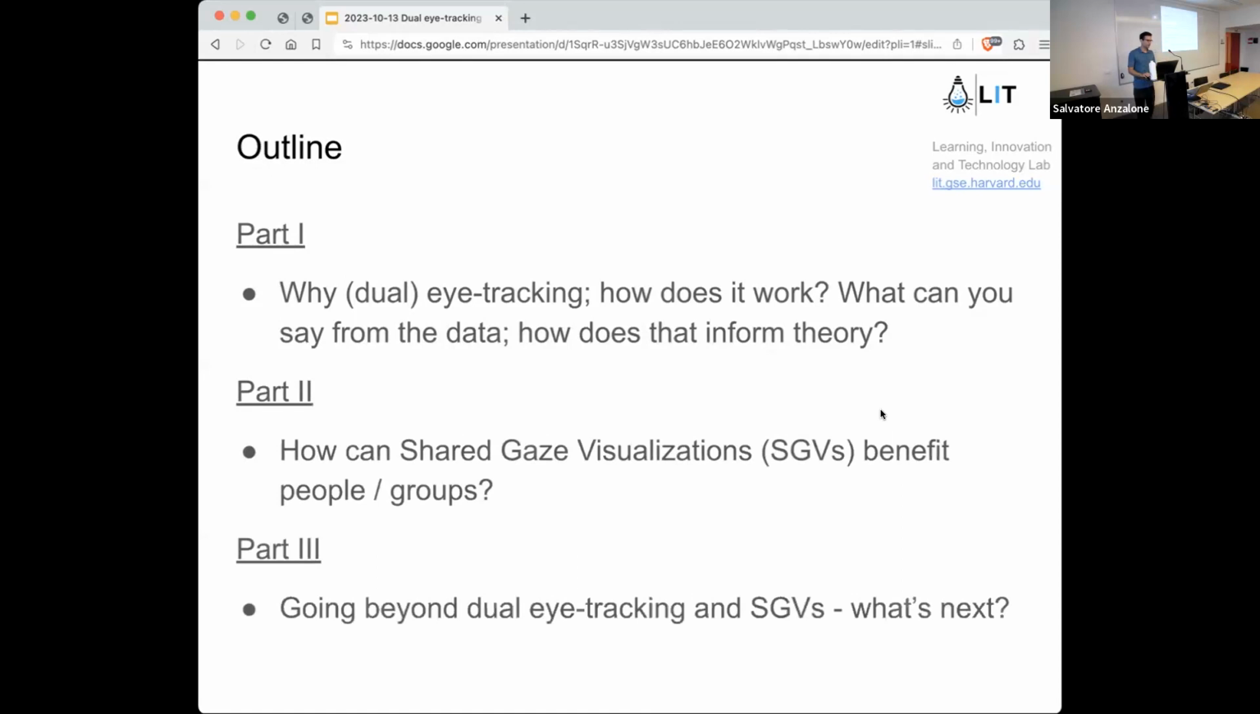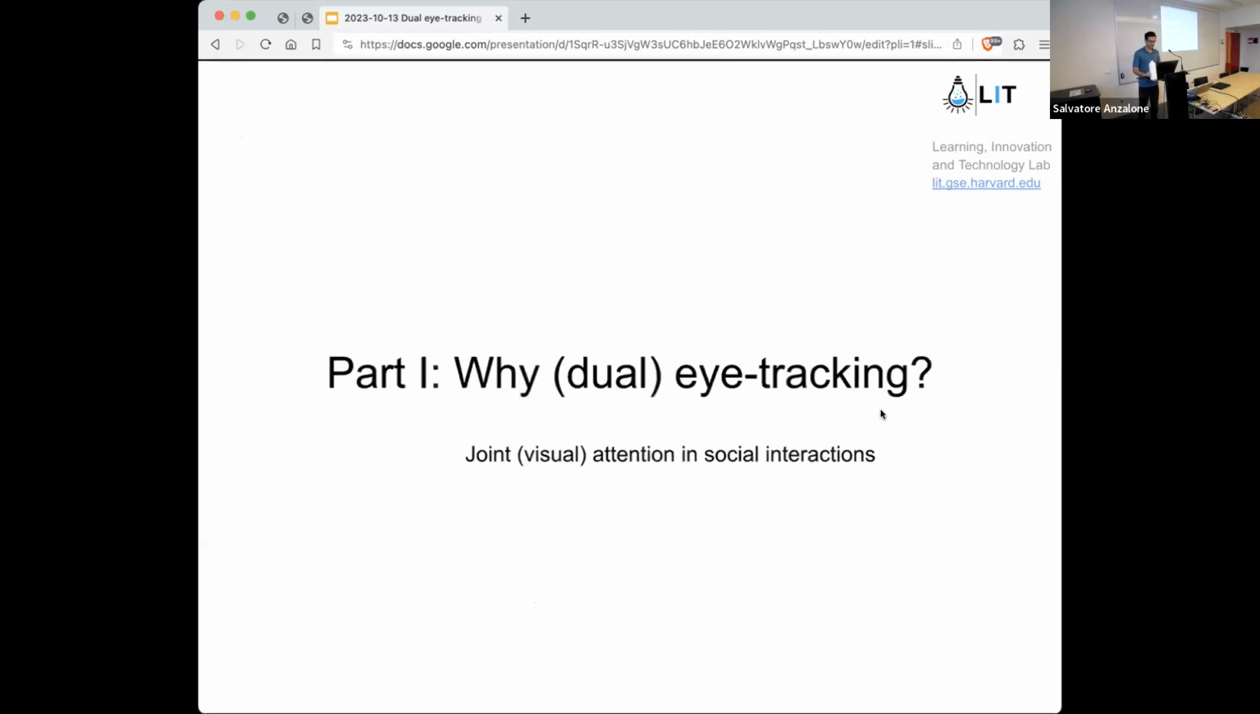And in the third part, I want to talk about going beyond using dual eye tracking, because they're very bulky and expensive sensors, and it's not something you can use in actual classrooms. So I want to show you a couple of applications and examples of next steps that we're focusing on.